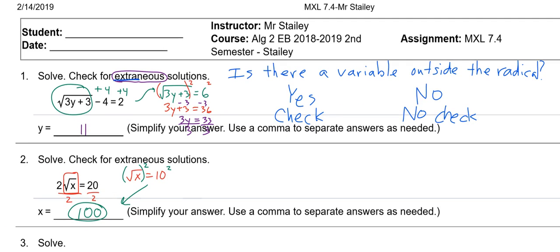Gee whiz. Good stuff here, people. We have to ask ourselves, is there a variable outside the radical? That's the key thing that you're looking for whether you actually really need to plug it in.